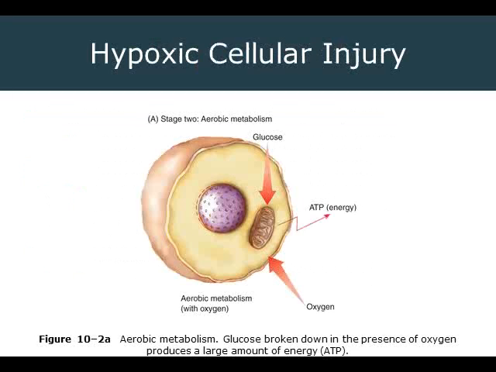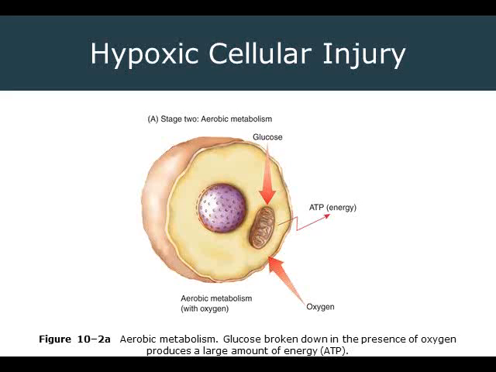So, a hypoxic cellular injury. In aerobic metabolism, we have glucose that gets into the cell. Remember, glucose requires assistance to get into the cell. If it doesn't get into the cell via the normal routes, it has a very difficult time getting in at all. It's very inefficient. So the body needs insulin to help get that sugar to the cell.